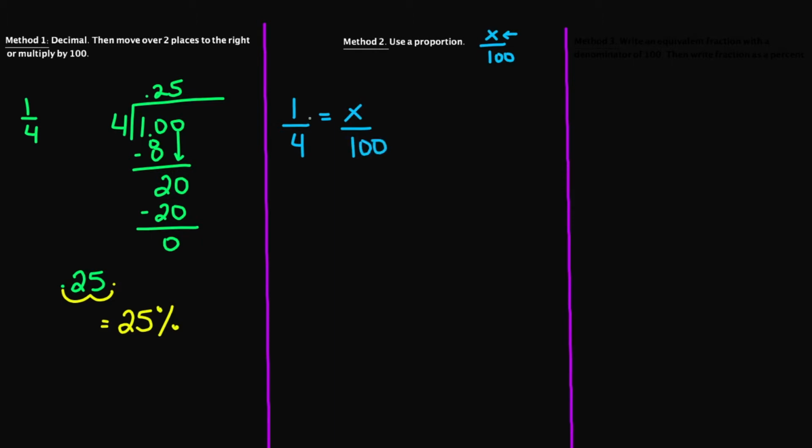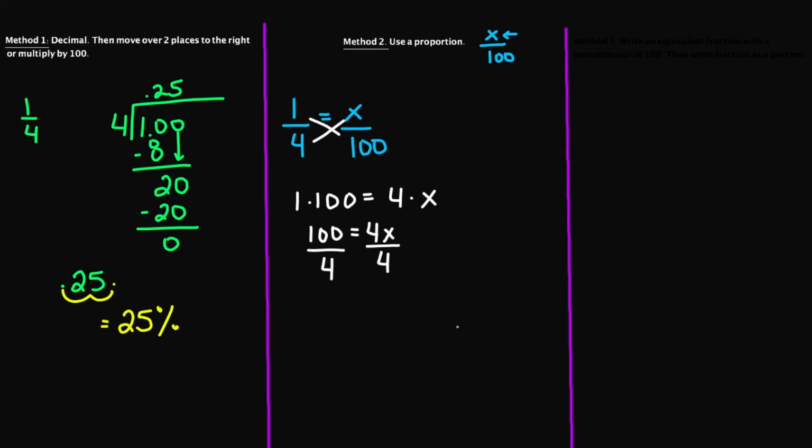So I'm going to cross multiply. We do 1 times 100 and then 4 times x. So I'm going to do 1 times 100 equals 4 times x. 1 times 100 is 100 equals 4 times x, which is going to give us 4x. Now I'm going to divide by 4.